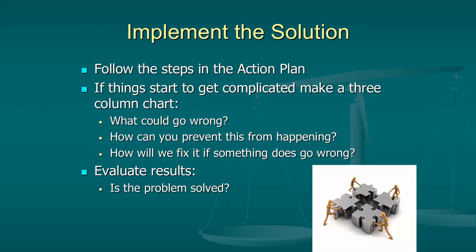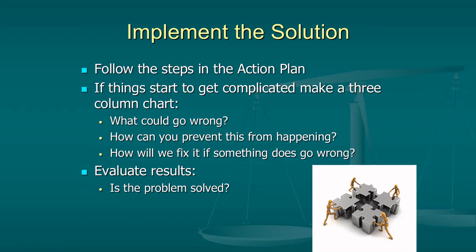And the last step is called implement the solution. All these things we have seen, the action plan; everybody has done their action plan and they are combining them now. Follow the steps in the action plan. If things start to get complicated, make a three-column chart. What could go wrong? How can you prevent this from happening? How will you fix it if something goes wrong?